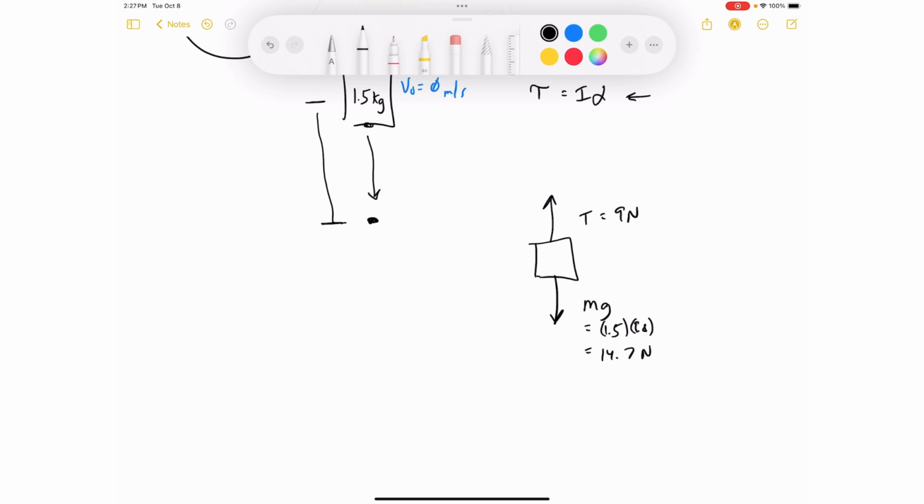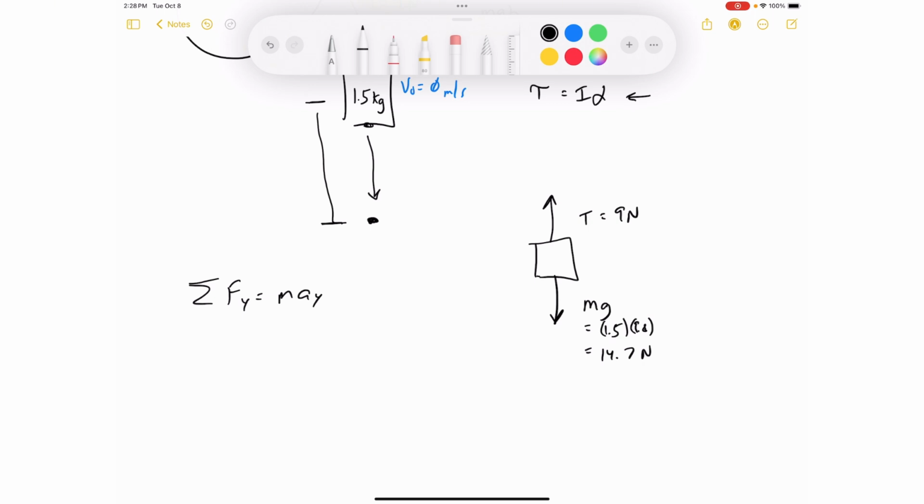Because if it was in free fall, it would just fall at 9.8 meters per second squared, right? But it's not in free fall because the wheel is resisting the change. So what we can do is say the sum of the forces in y is equal to mass times the acceleration in y. We're just going to look at the y component.